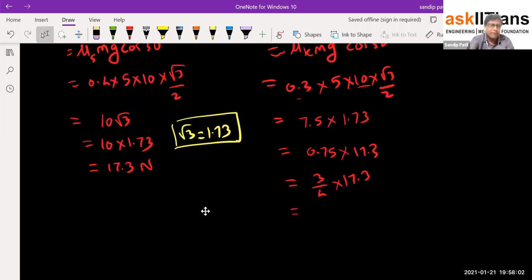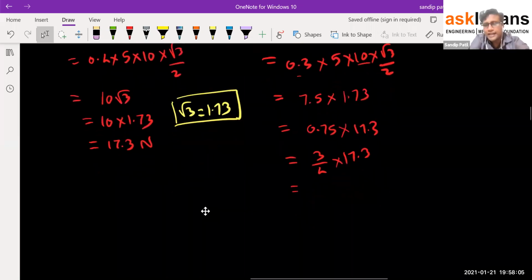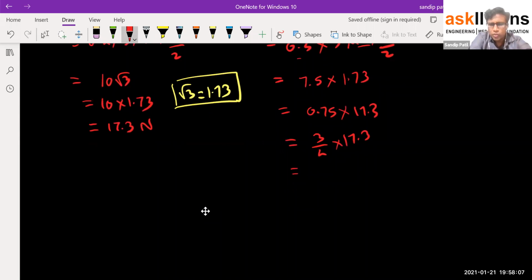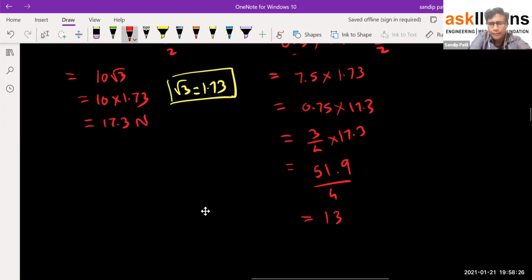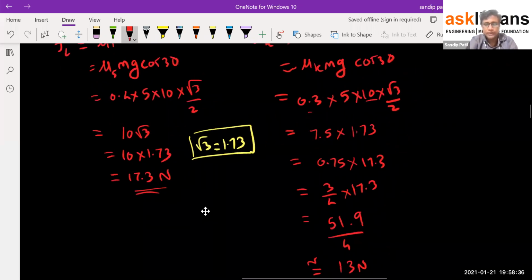And 0.75 is nothing but 3 by 4. Let's try to solve this one. 17 3s are 51, divided by 4. Approximately, let's take the approximate value, 13 Newton. So instead of 17.3 Newton, our friction's value is 13 Newton.